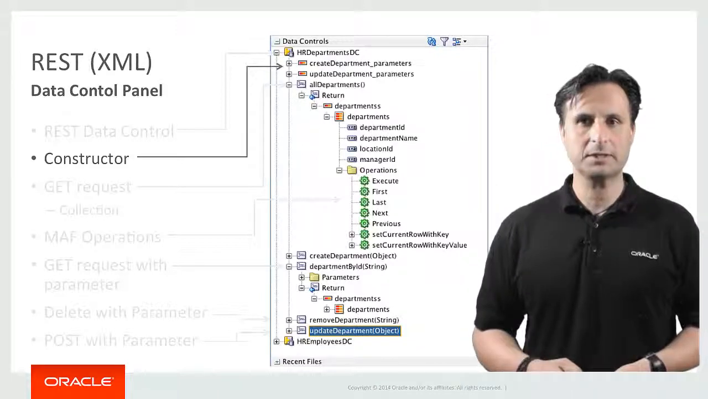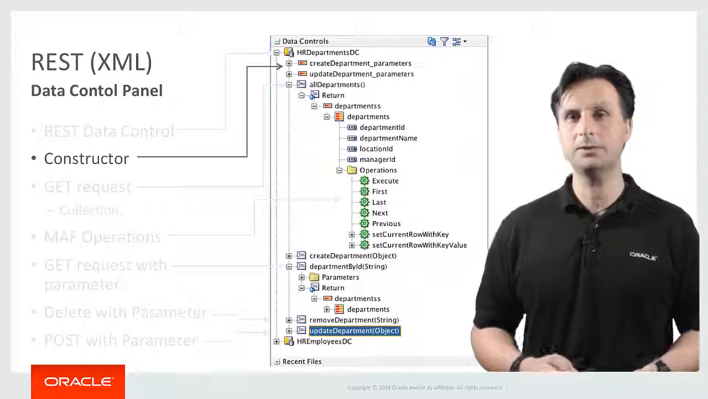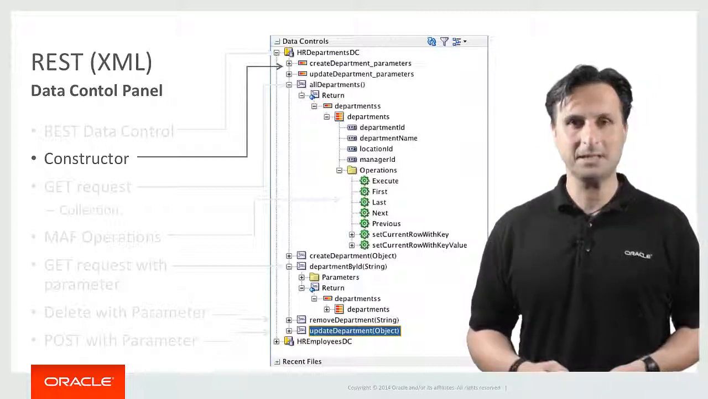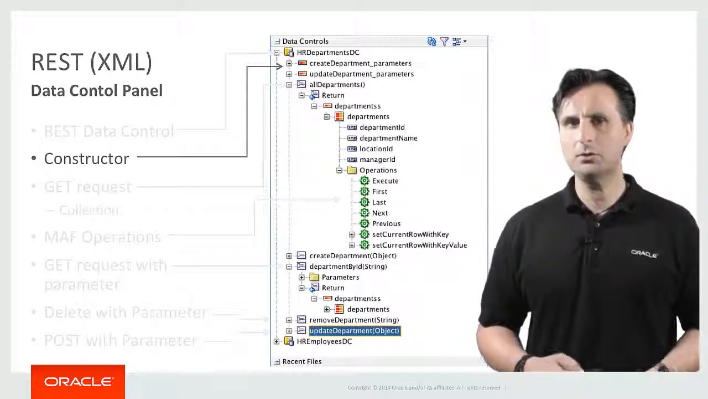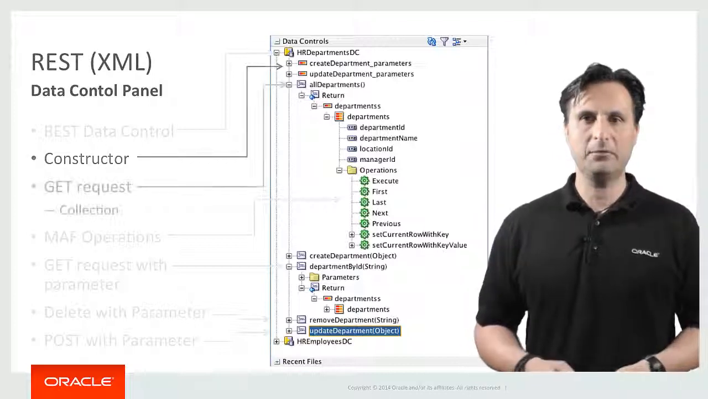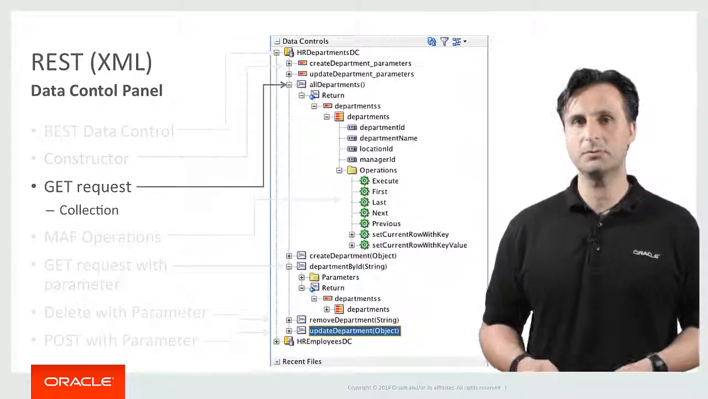Now this is what the constructor is doing. Dragging and dropping a constructor onto a page, a mobile page, allows you to create a new object that you then can send. Or if you call a method or a resource for update, then you use a constructor to create the payload. The GET request returns a collection. We see that here, so I get all departments as a result of the query.